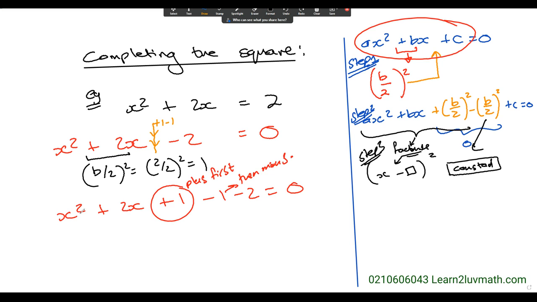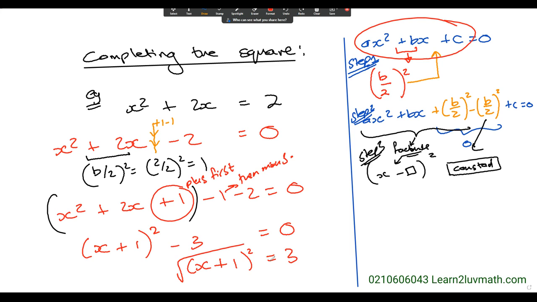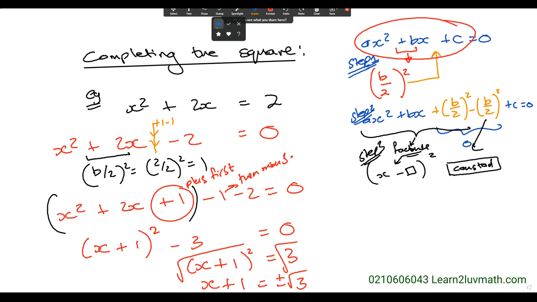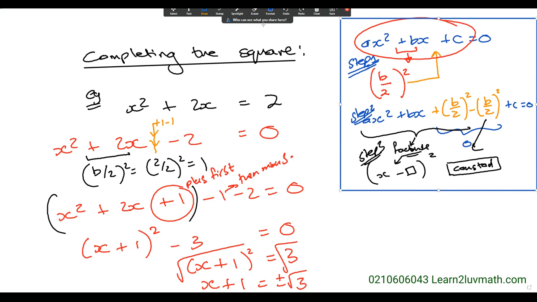Now, let's group the first three terms together, and we're going to factorize this now. When we factorize this, we get x plus 1 all squared minus 3 equals 0. That becomes x plus 1 squared equals 3. We then square root both sides, and we get x plus 1 equals plus minus the square root of 3. All right. Okay, so now that we have that, let's just put all of these in a block. So that's the steps. So x equals negative 1, when I move it over, plus minus square root of 3. Gets me x equals negative 1 plus root 3, or x equals negative 1 minus root 3.